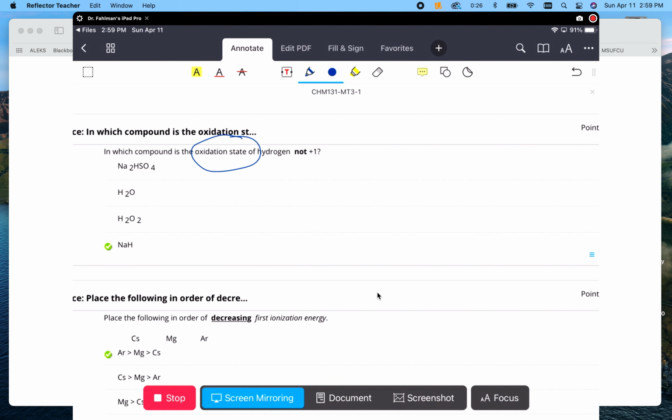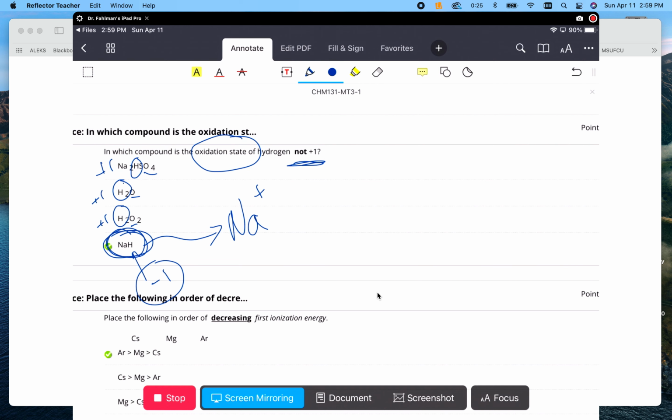Which is the oxidation state of hydrogen not +1? It's this example that I think I went through in the lecture just before the midterm. So in all of these, since hydrogen is on the left side of the more electronegative species, you can just assume hydrogen is +1. In this case, sodium is always plus, and so hydrogen can't be +1. It has to be -1. Okay.